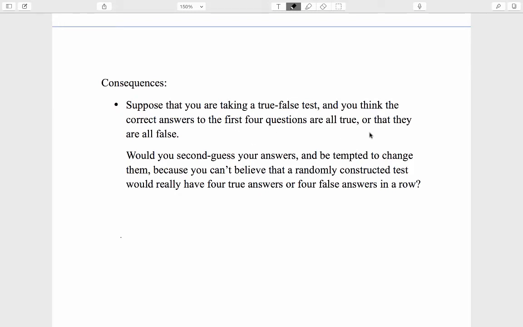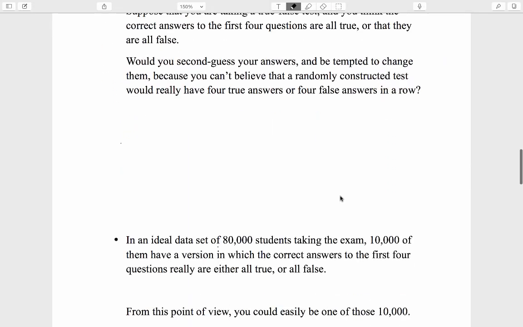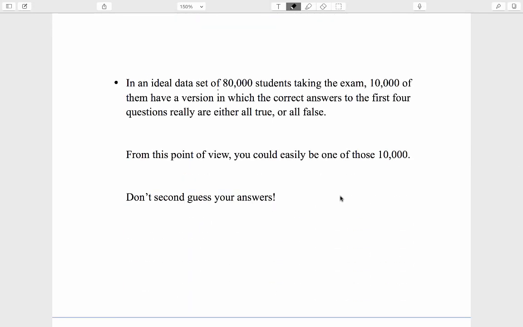Our computation that this sequence of 4 trues in a row or 4 falses in a row will happen 1/8 of the time suggests that actually it is entirely reasonable to think that a randomly constructed test would really have 4 trues or 4 falses in a row. Another way to think about it, to make it really concrete, is to think about an ideal data set of 80,000 students taking the exam.